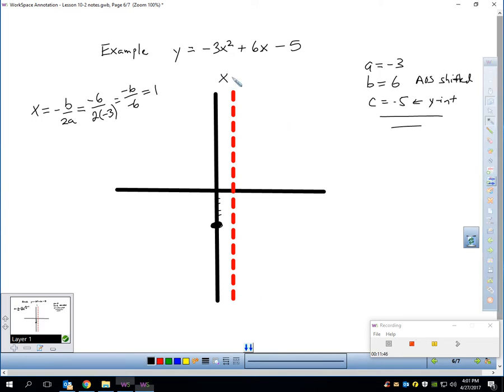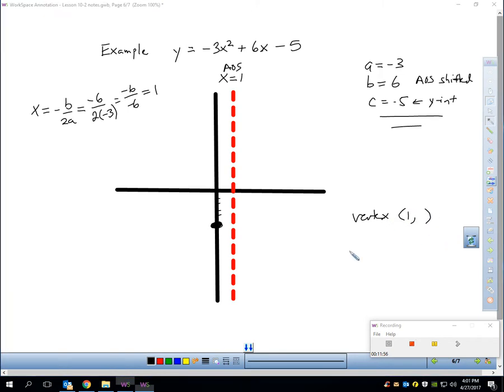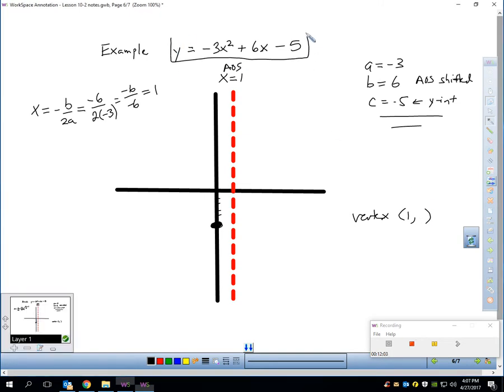Now, if the axis of symmetry is at 1, I'll label it AOS, x equals 1. That means my vertex has to be 1 comma something. I've got to figure out what y is. Well, that's pretty easy to do. I've got to take my equation and plug in 1 for x and figure out y.